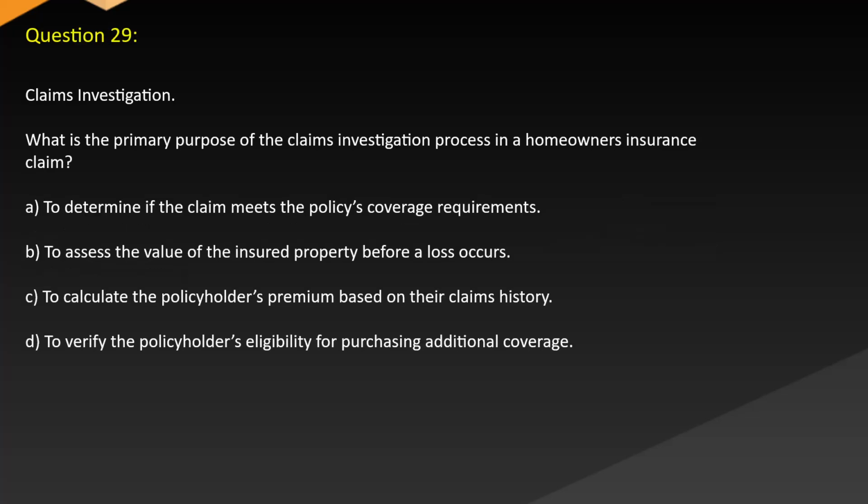Question 29. Claims investigation. What is the primary purpose of the claims investigation process in a homeowner's insurance claim? A. To determine if the claim meets the policy's coverage requirements. B. To assess the value of the insured property before a loss occurs. C. To calculate the policyholder's premium based on their claims history. D. To verify the policyholder's eligibility for purchasing additional coverage.